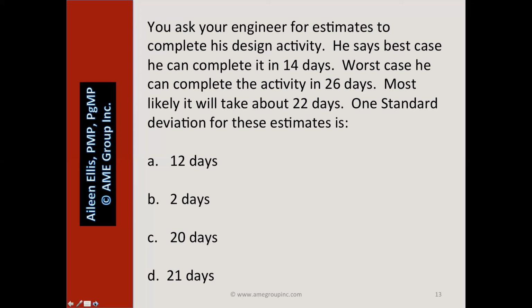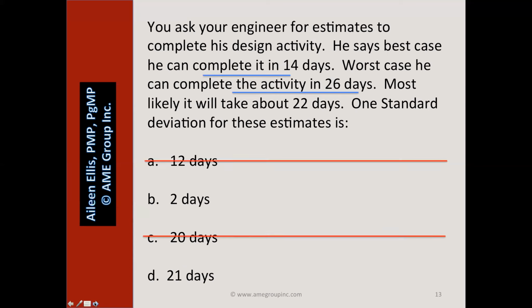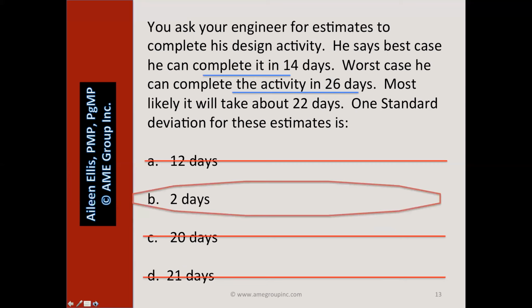You ask your engineer for estimates to complete his design activity. He says best case, he can complete it in 14 days. Worst case, he can complete the activity in 26 days. Most likely, it will take about 22 days. One standard deviation for these estimates is, pause the video and answer the question. In the question, we get best case, we get worst case, we don't need the most likely number, and then they're asking for one standard deviation. If I do the math, it comes to 2 days.